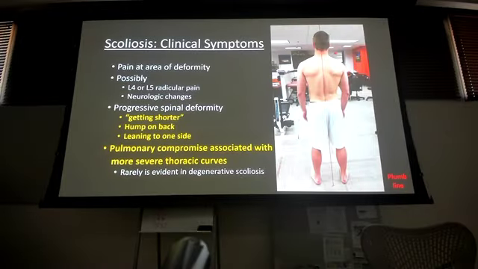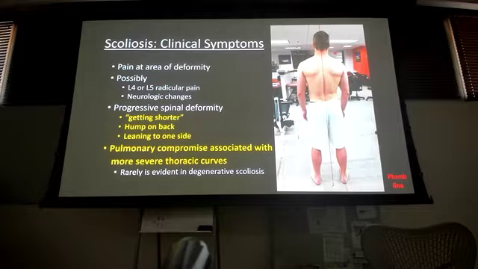Okay. Clinical symptoms: pain at the area of deformity. Obviously, if they have an abnormal curvature, right, is that putting abnormal forces through the spinal column? Yes, it's redistributing those forces to surrounding structures as well, therefore they can have muscular pain as well. Make sense? Okay. Progressive spinal deformity: I feel like I'm getting shorter, or I feel like my daughter's getting shorter, right? Hump back, right? It's not like something growing on their back. It's because of the curvature, okay? So that's different. It's not a tumor, okay?